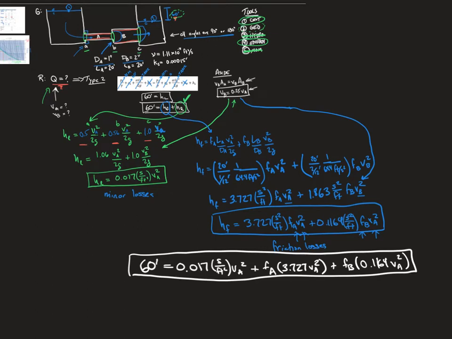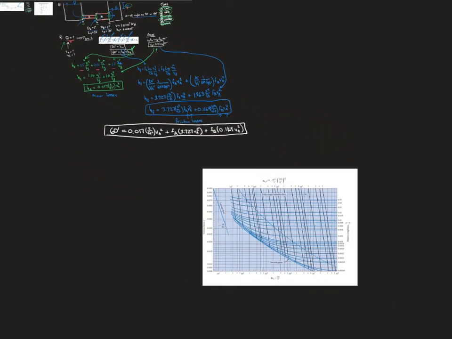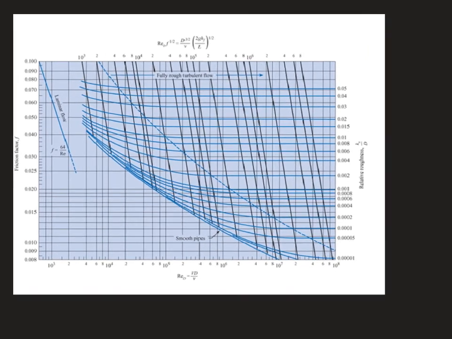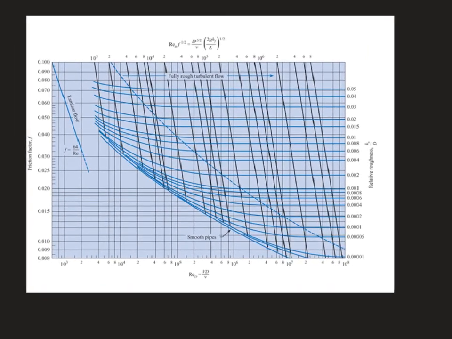I taught this last class, but I want to talk through it again. So let me bring out the Moody diagram so we can talk about how to get F. Let's go look at Moody over here. We're going to zoom in, and I want to think about how we get F in the context of this problem. What it boils down to is, to get F, you need two things: the relative roughness and the Reynolds number.